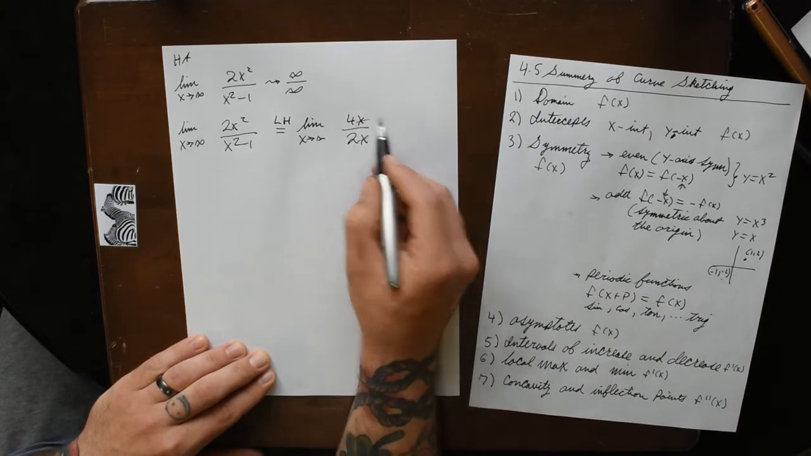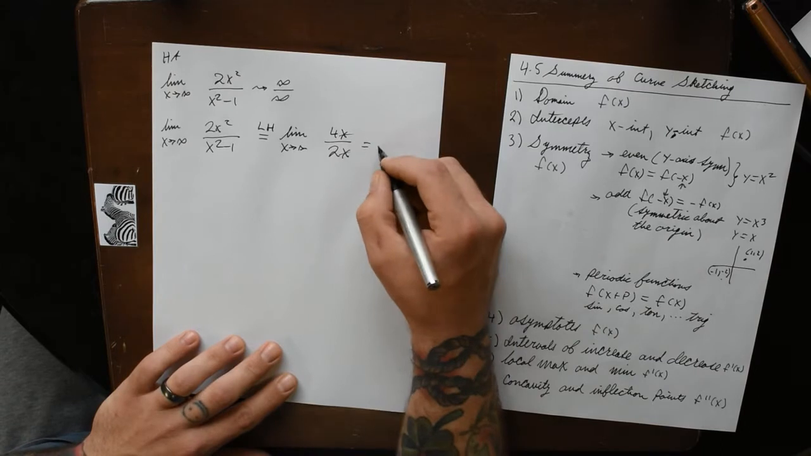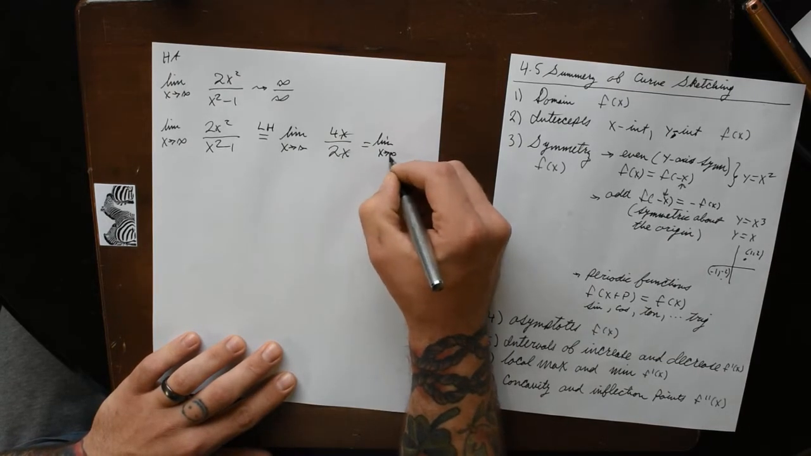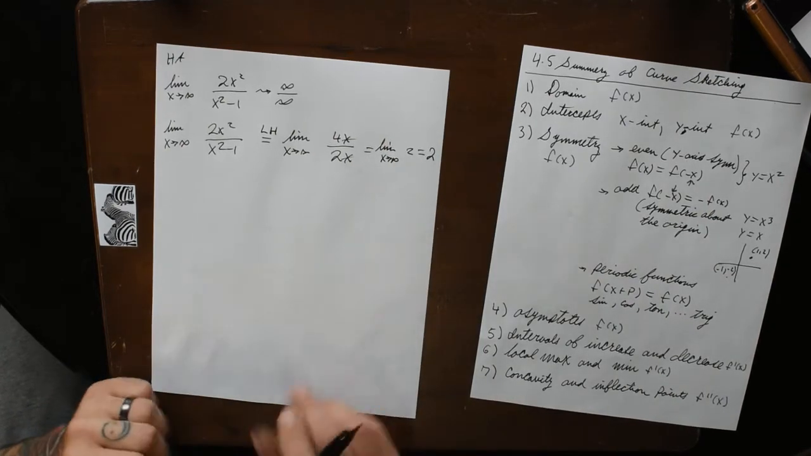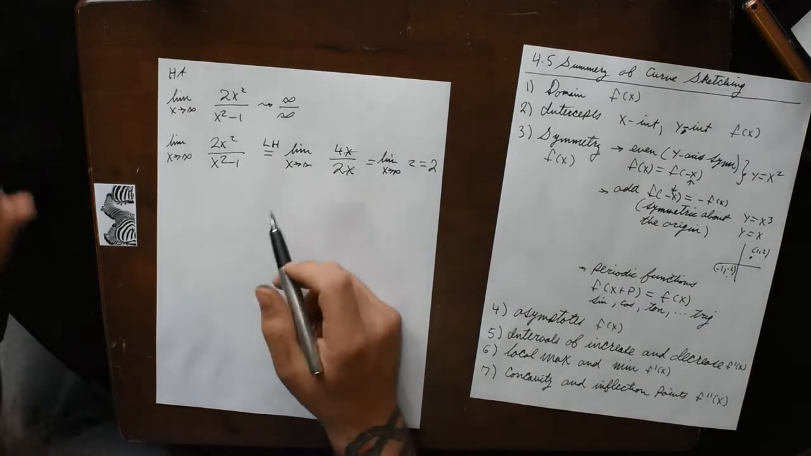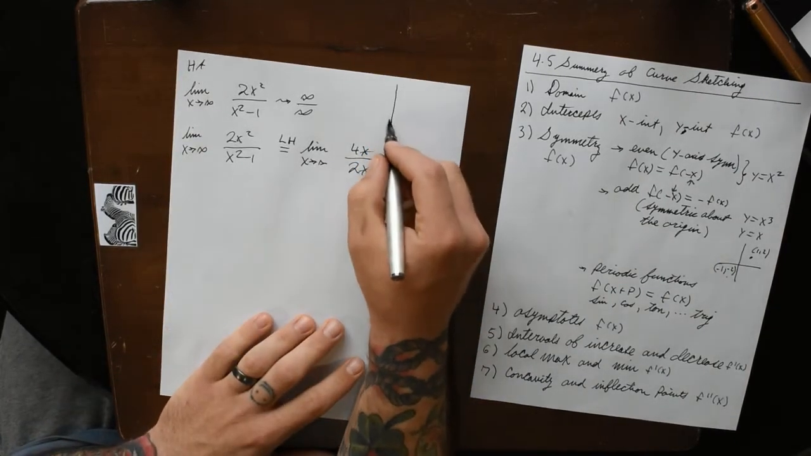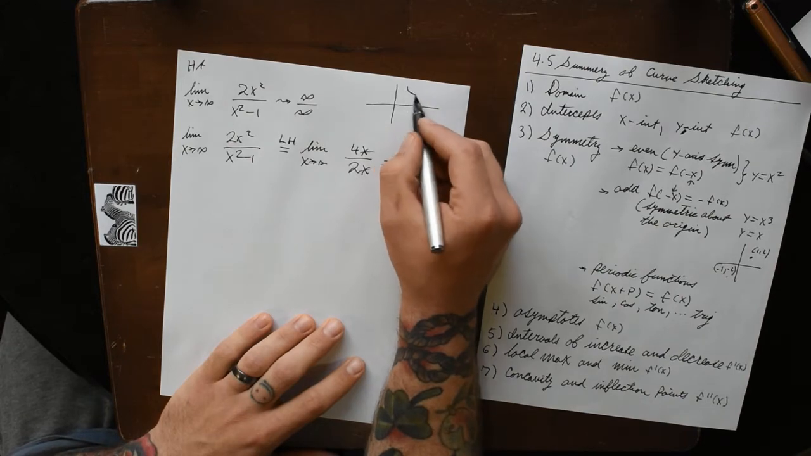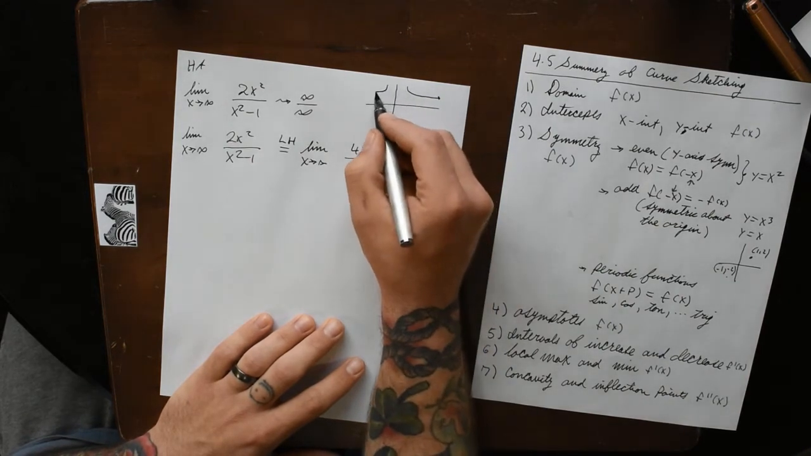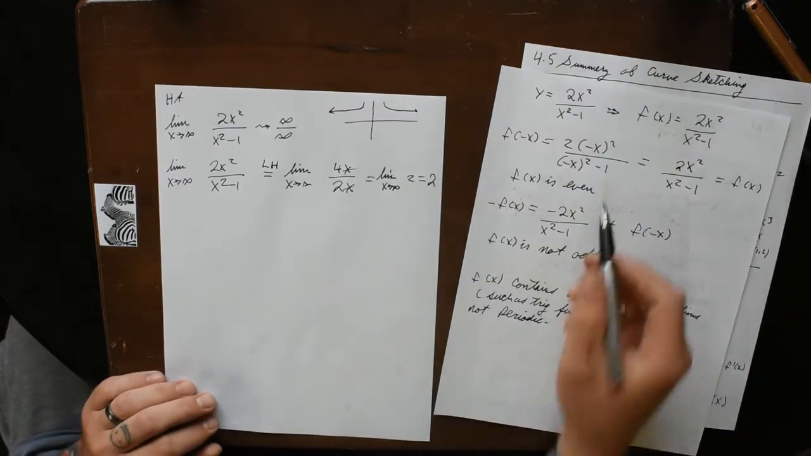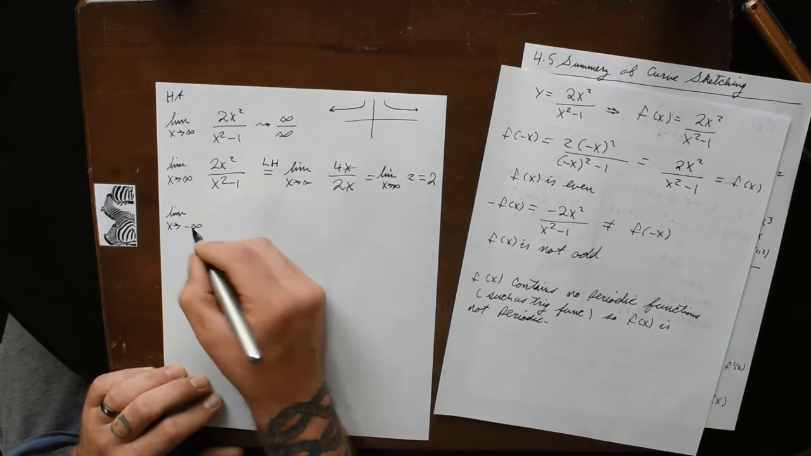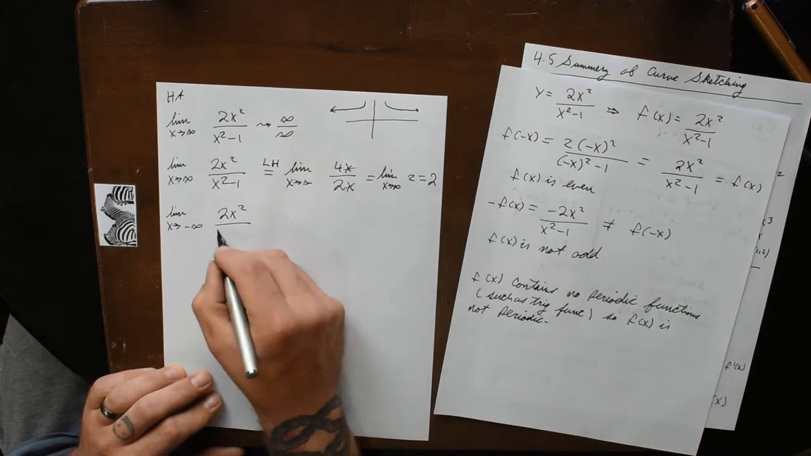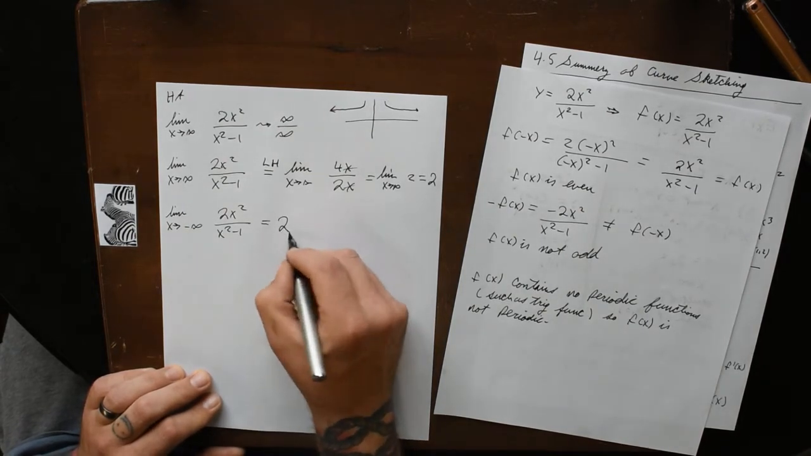These x's will cancel each other out, and this is equal to the limit, as x goes off to infinity, of 4 divided by 2, which just equals 2. This is where evenness can come into play, because whatever happens on one side of the y-axis, like a function limiting towards 2, has to happen going into the other direction. So just by knowing that we're even, we also know that the limit, as x goes off to negative infinity, of 2x squared over x squared minus 1 is also going to be equal to 2.